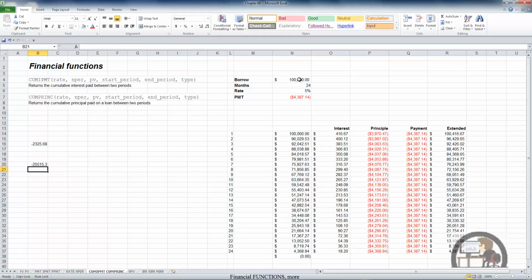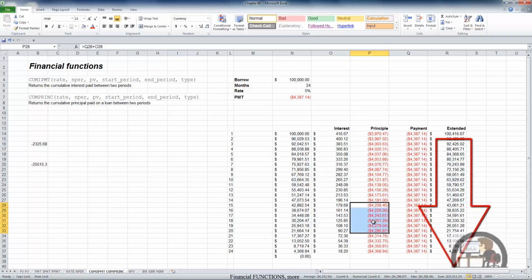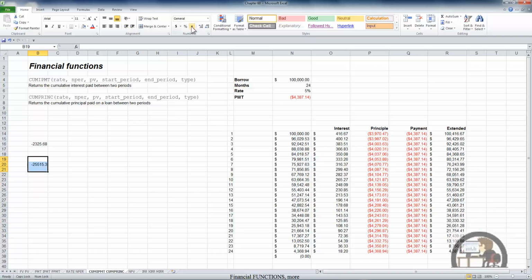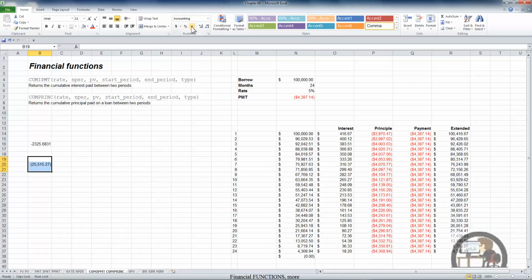We get $25,515.30, and the payments that we selected from this payment stream begins at 15 and ends at 20, and the status bar shows the same number as the value that's in B20, except the value in B20 has just been rounded. $25,515.27, which is the exact same value.